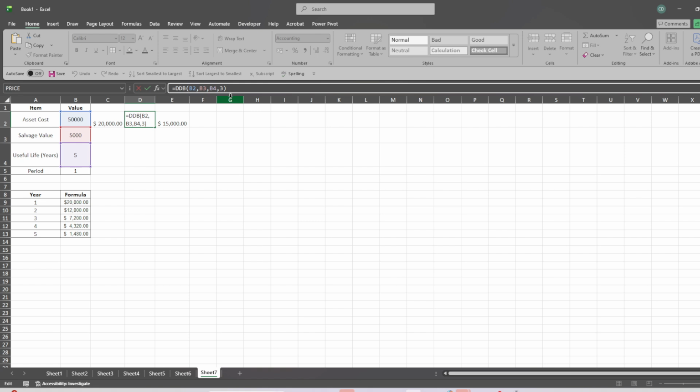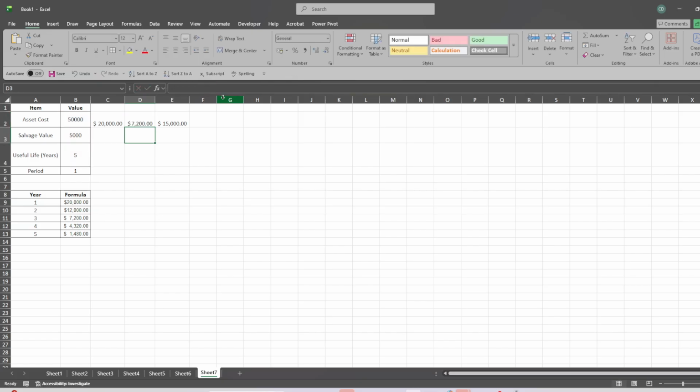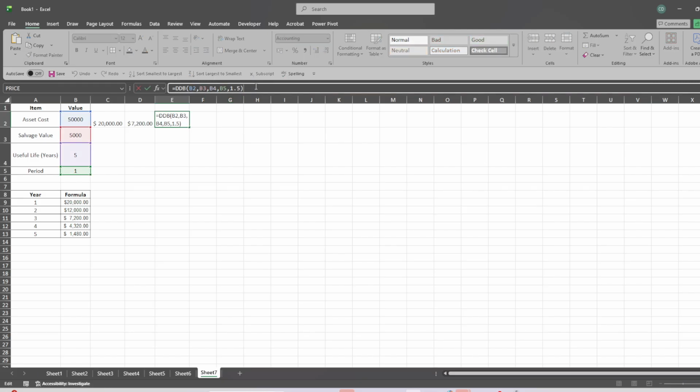You can also use a different depreciation factor instead of the default value of 2. For example, type equals DDB open parentheses B2, B3, B4, B5, 1.5 close parentheses. This applies a 1.5 declining balance method rather than the standard double declining balance.